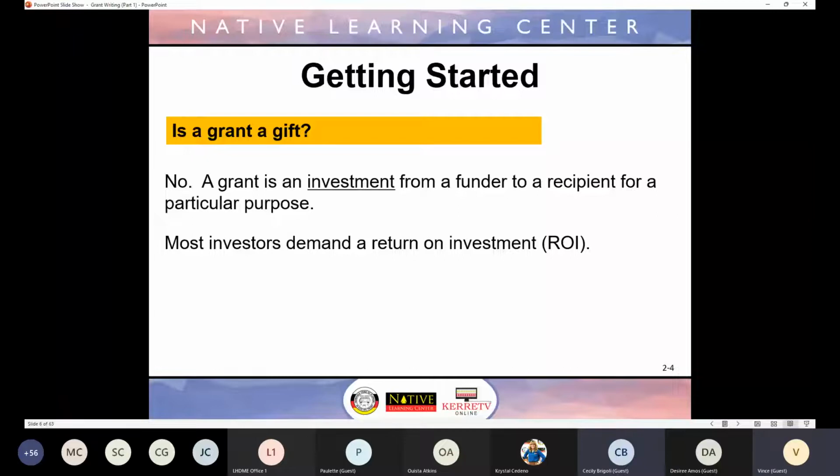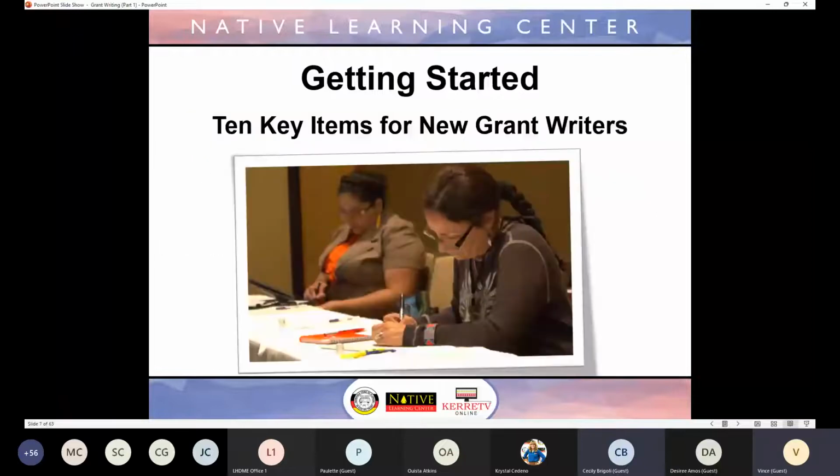It's an investment. So just keep that in mind as we go through the several hours that we have training here. The investment of grant funding as opposed to the gifts or the free money that's out there. Don't ever fall into the trap.